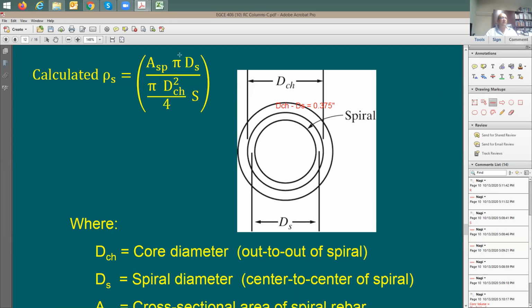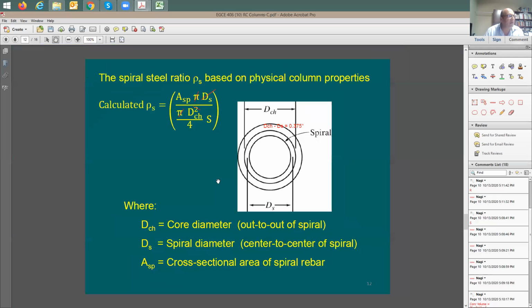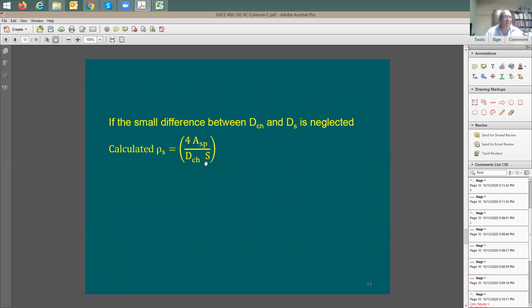So in this case, you cross out pi and pi, and they cancel each other. DS can be canceled with one of the DCH squared. So the steel ratio is going to be ASP, the cross-section area of the spiral, divided by what? It's going to be 4 times ASP divided by D divided by S. It's now much easier. We can simplify this equation, and this is what we're going to be doing next time. We're going to go into details and see how this gets simplified.